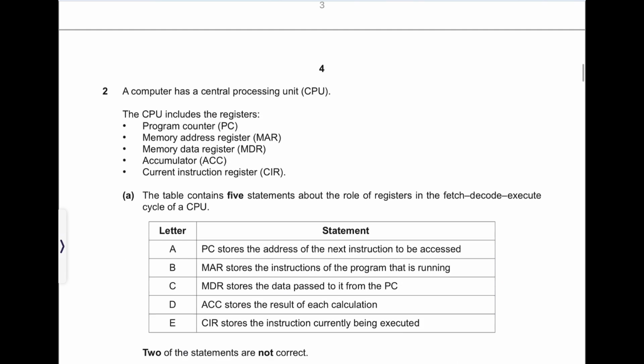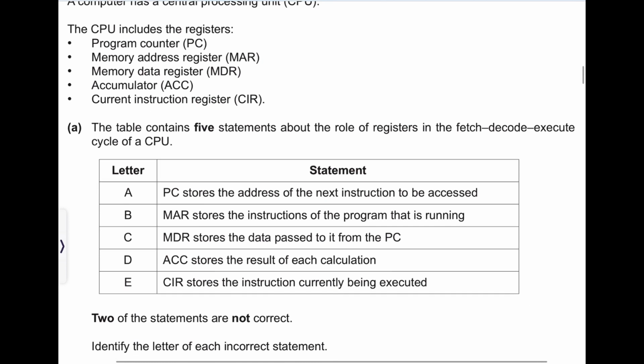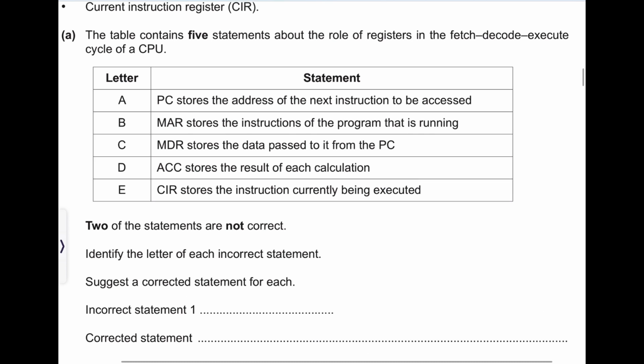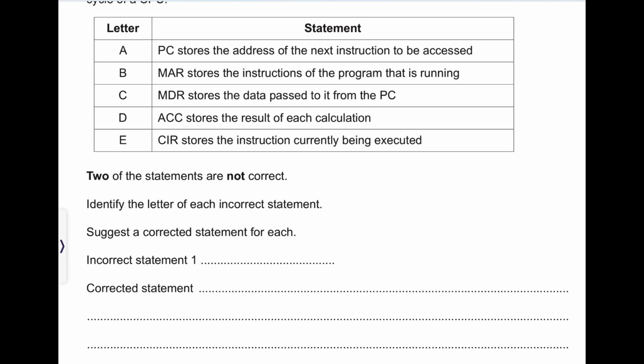Now let's move on to the next question, which I think is question number 2. It says that a computer has a CPU and the registers are given. The table contains 5 statements about the role of the registers. 2 are incorrect and we have to identify them and suggest the corrected statement. So let's go through each of the statements. It says that PC stores the address of the next instruction to be accessed. That's correct. So A is correct.